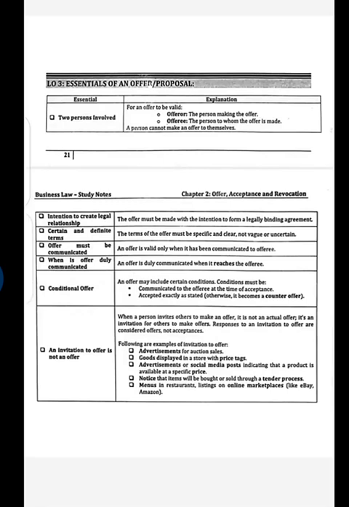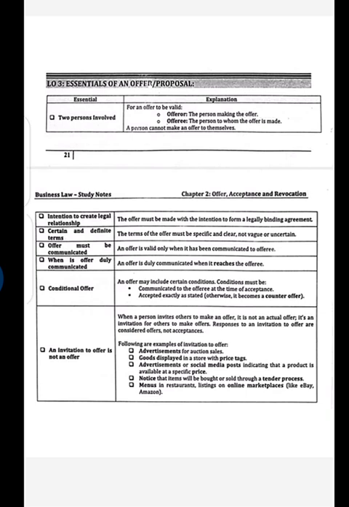The offer must be communicated. An offer is valid only when it is communicated to the offeree. So suppose I am offering you the trip to Canada. All the conditions will be clear, like I will provide you the visa, or I will suggest the accommodations to you as well. So all the conditions and the offer must be communicated.